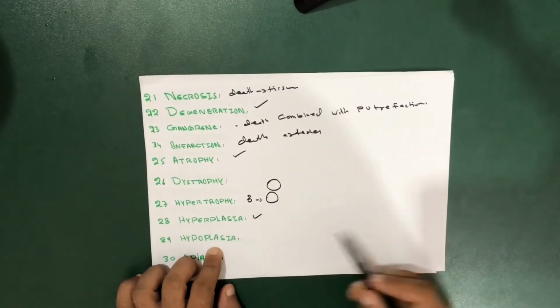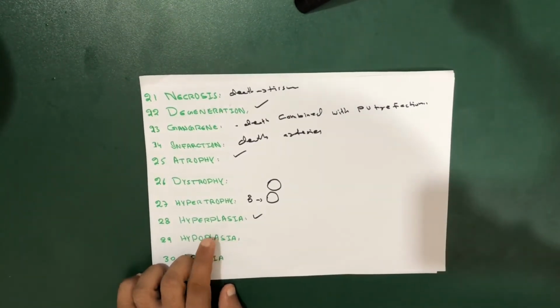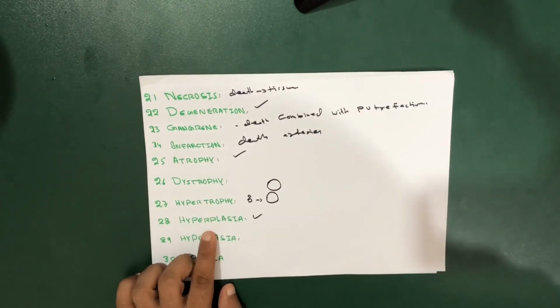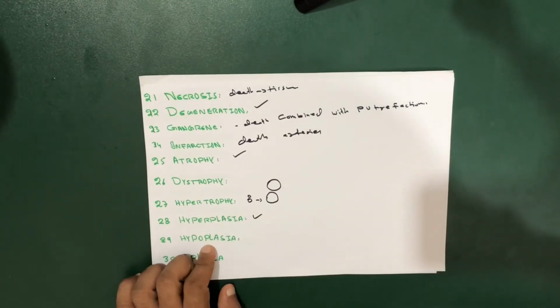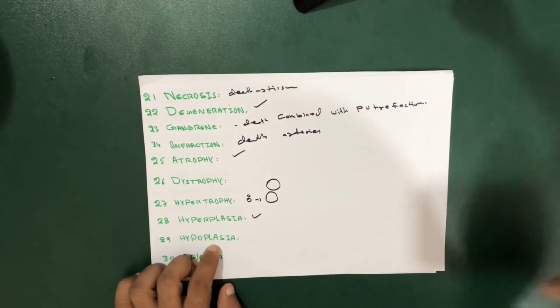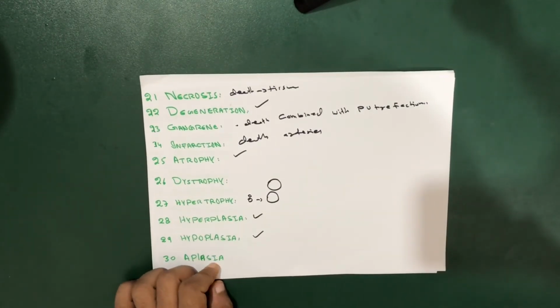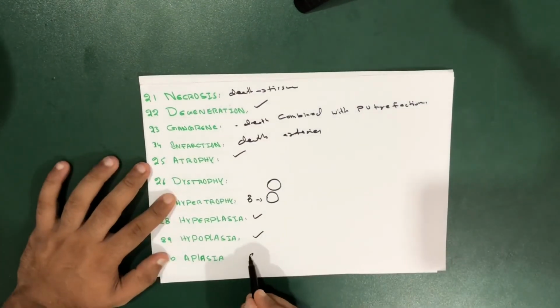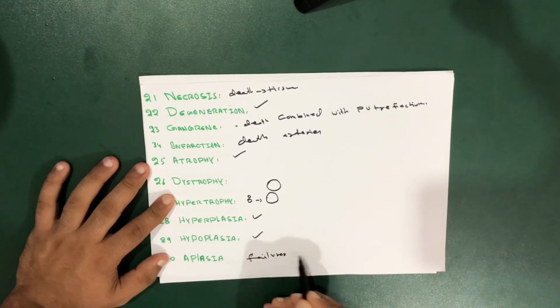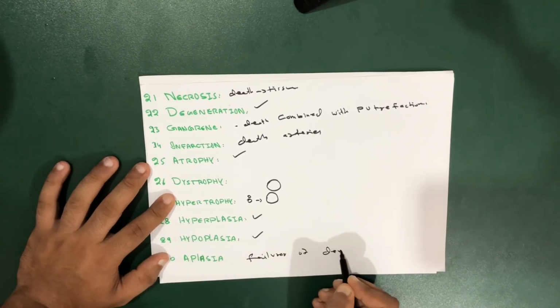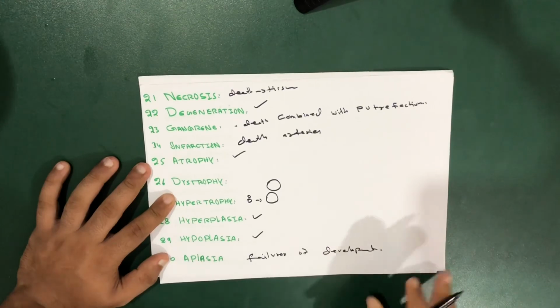We have talked about hyperplasia, which is due to the increase in the number of cells. Now let's talk about hypoplasia. It's an incomplete development, probably the best definition. Last, but not least, we have aplasia, which means failure of development. There's no development going on in the cell. Failure of development of the cell. All right.